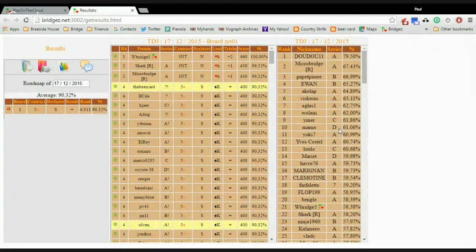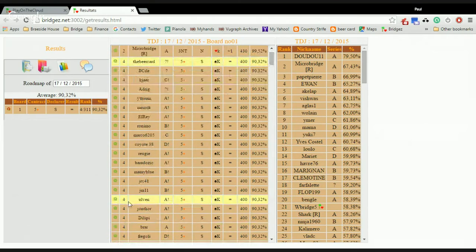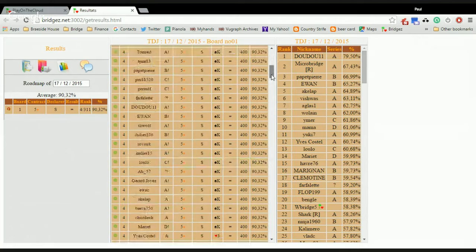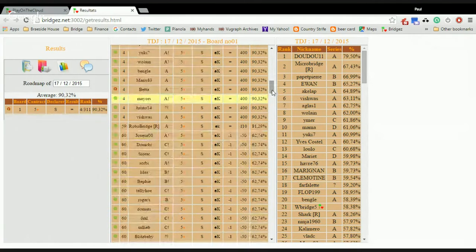The only people above me are robots, and they don't play the hand the same way. They actually bid them, so they get the opportunity to reach different contracts. So it's a little unfair. As we go down the list of players, we can see I've highlighted one or two of my friends. Ulf Nielsen, who's Ulven, also made the contract. Mayers, who's a top English player, he also made the contract.